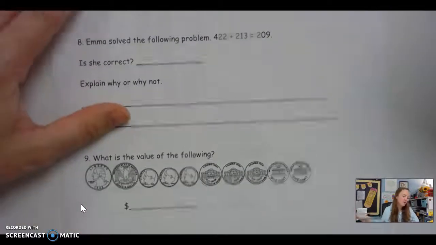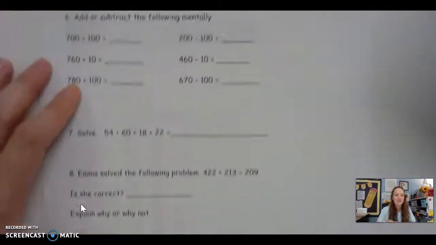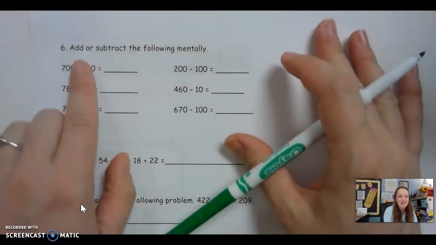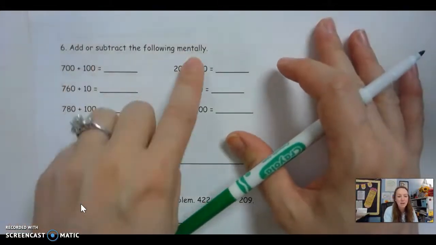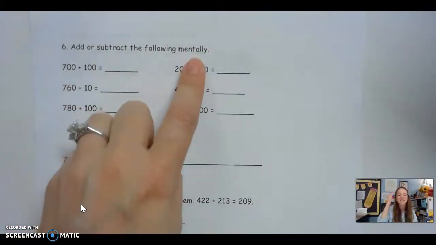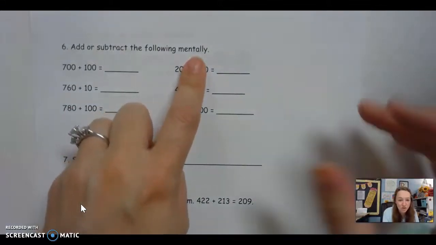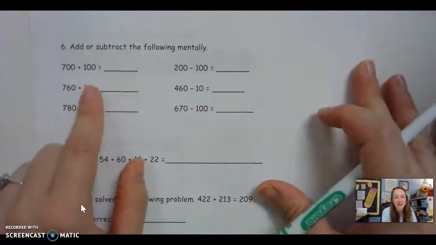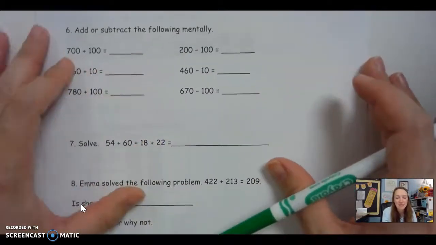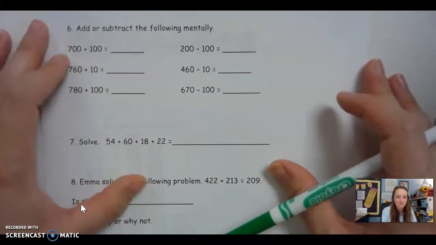All right, moving on to number 6. So number 6 says add or subtract the following mentally. Mentally means in your brain. So you actually don't need to show me your strategy. So I'm going to do these quickly in my brain. If you need to pause because I'm moving too fast, then pause.